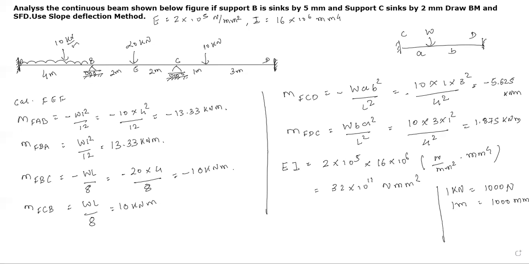Clear enough, please confirm me. So we need to convert this newton into kilonewton. For that we need to divide by 1000, yes or no? Please confirm me. 32 into 10 raised to 11. Is that clear? Divide by 1000, that means divide by 10 raised to 3. Multiply by, we need to convert mm into meter. Here the value is in mm, we need to convert into meter. So what we will do?